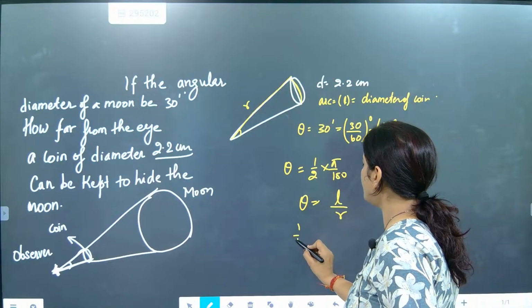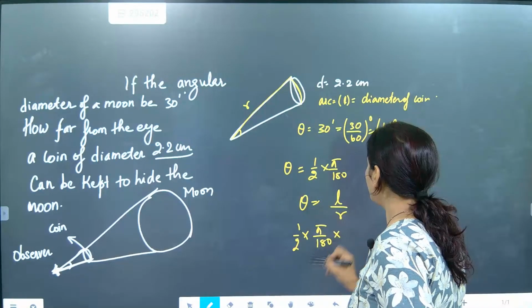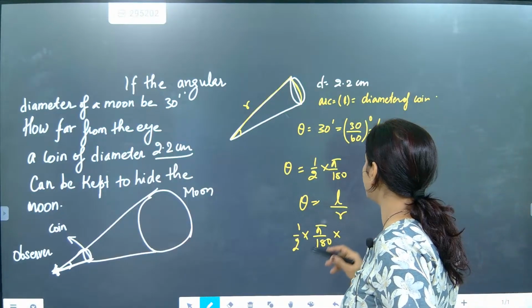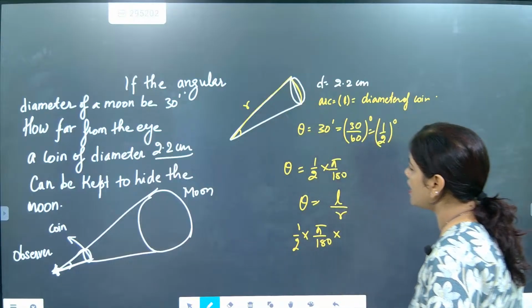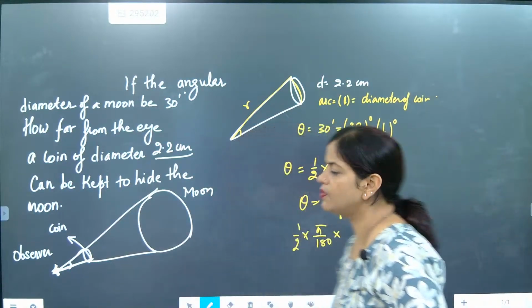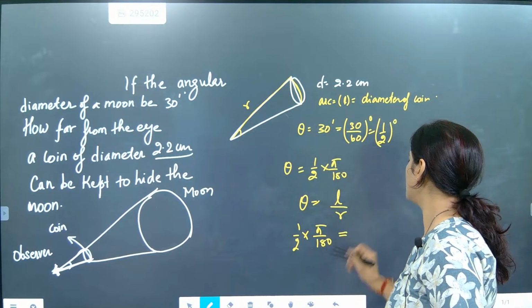Okay. So 1 by 2 into pi by 180 into radius part, this length will be exactly what? So diameter L part is given to you. With this distance only we have to find, the distance between the point and the eye. This only we have to find.